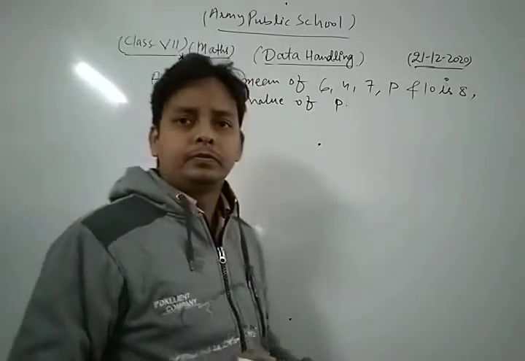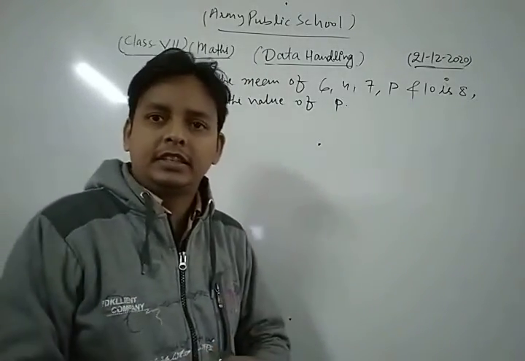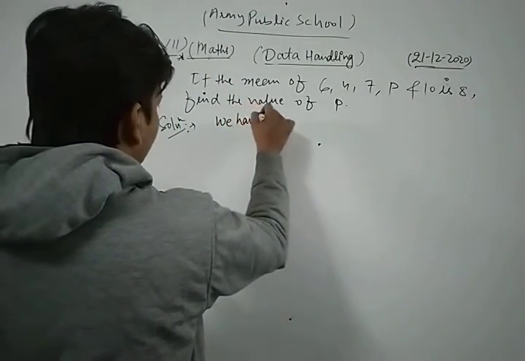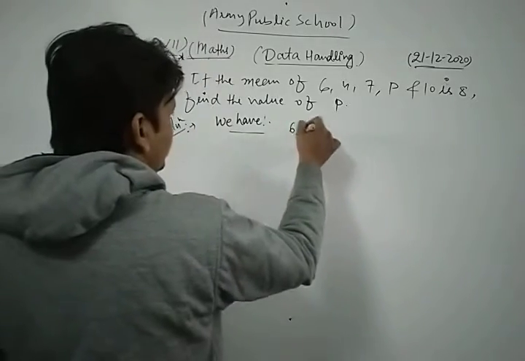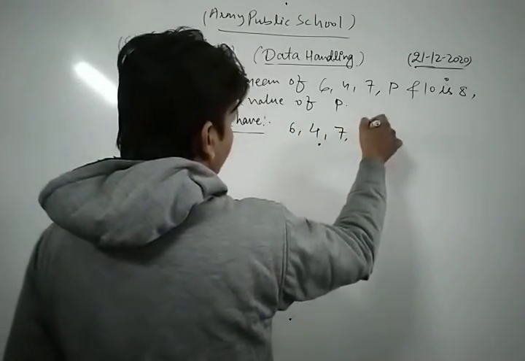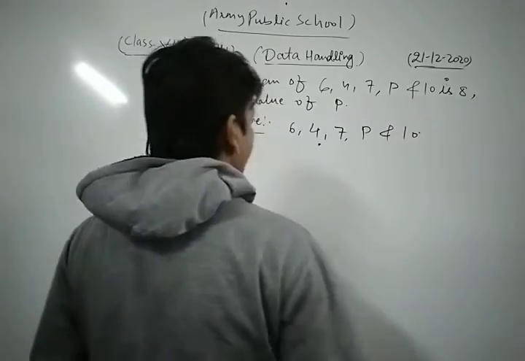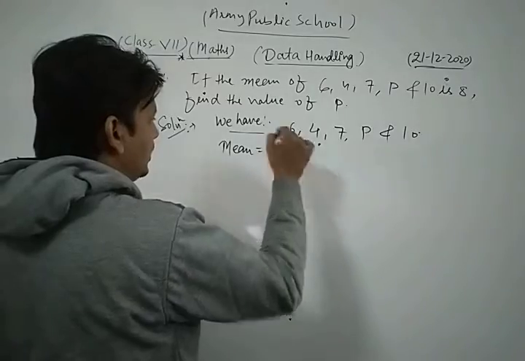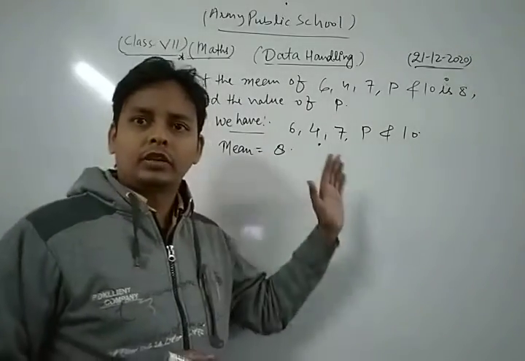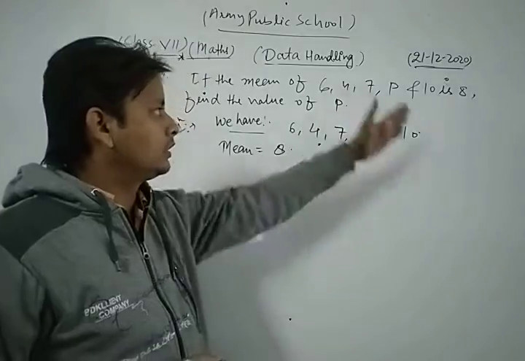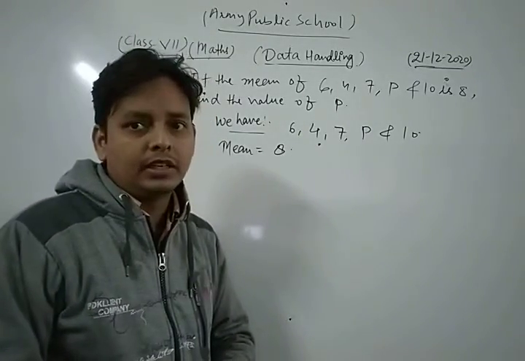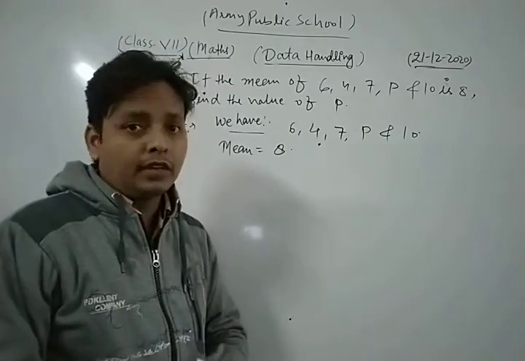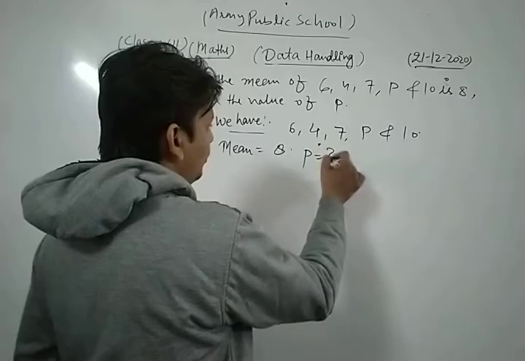Dear friend, first of all we write the given observations. The observations are 6, 4, 7, p and 10, and the mean is given as 8. For these observations the mean of the given set is 8, which is given in our question, and we have to find the value of p.